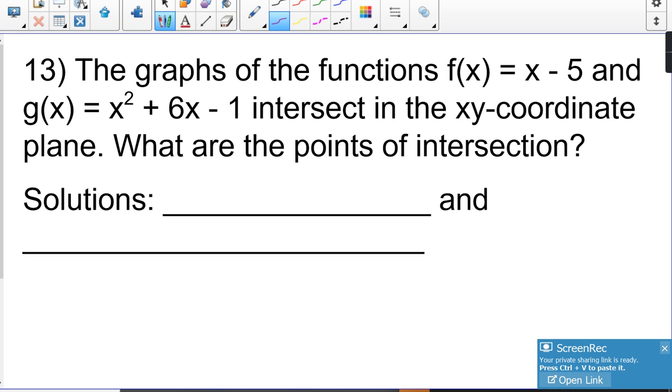Question 13. The graphs of the function f of x equals x minus 5 and g of x equals x squared plus 6x minus 1 intersect in the xy coordinate plane. What are the points of intersection?